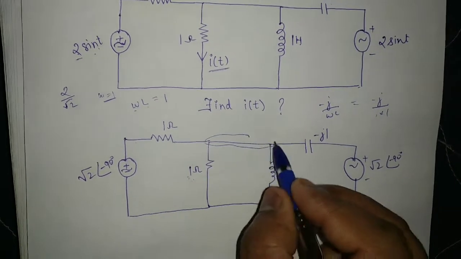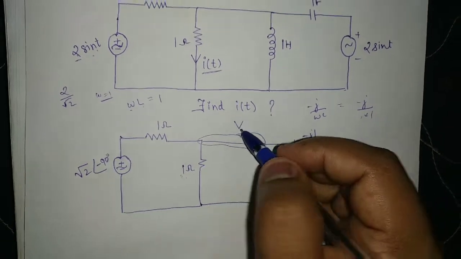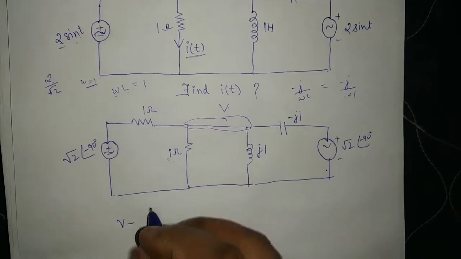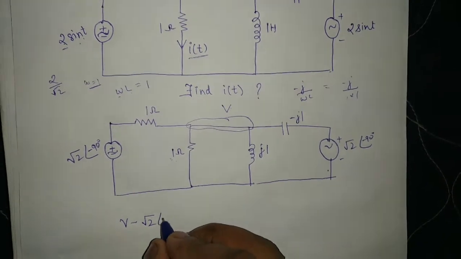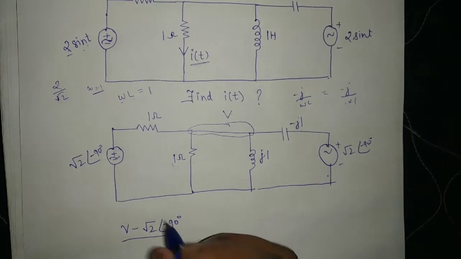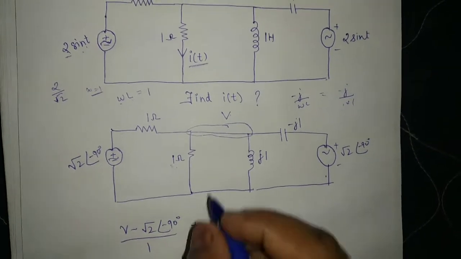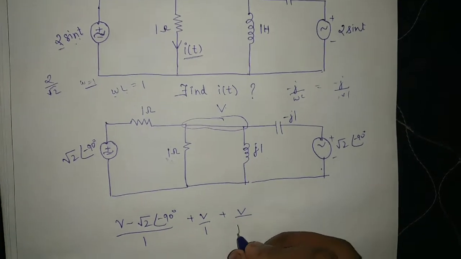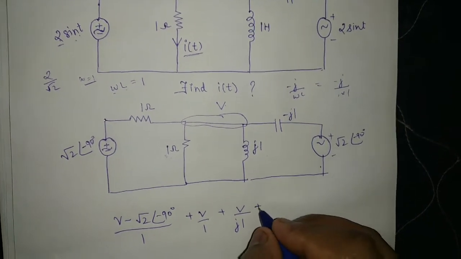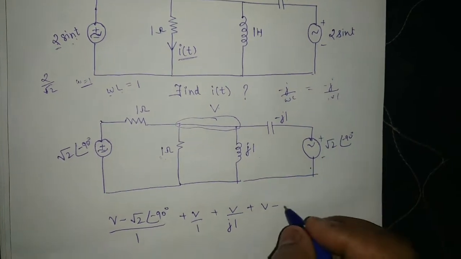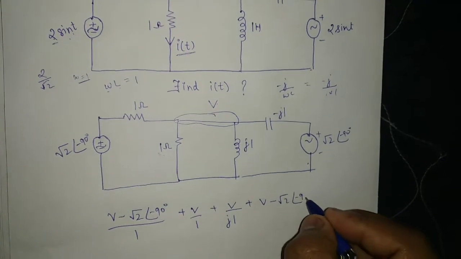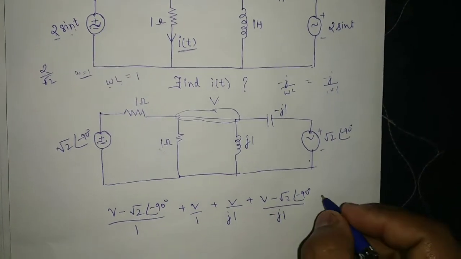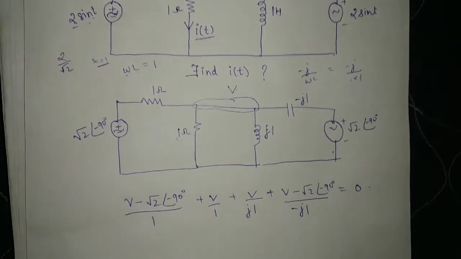Now consider this voltage is V and write KCL equation: V minus root 2 angle 90 degree divided by 1 plus V by 1 plus V by J1 plus V minus root 2 angle 90 degree minus 90 degree by minus J1 is equal to 0.